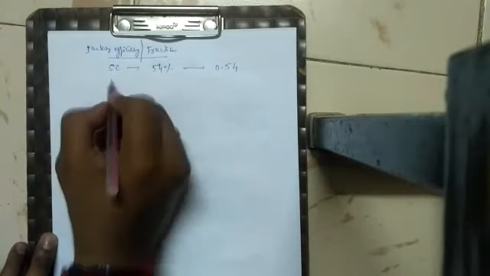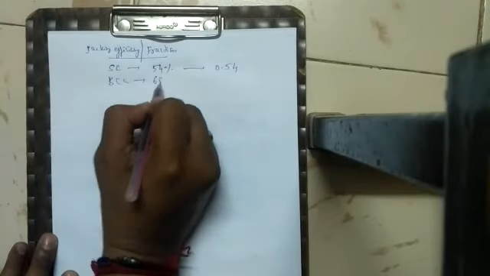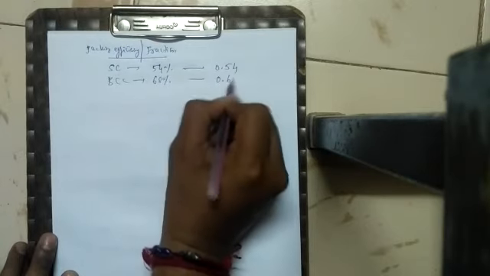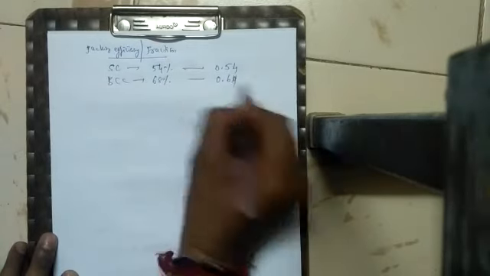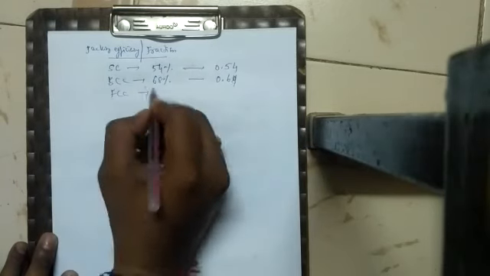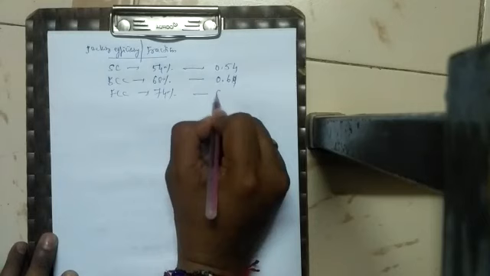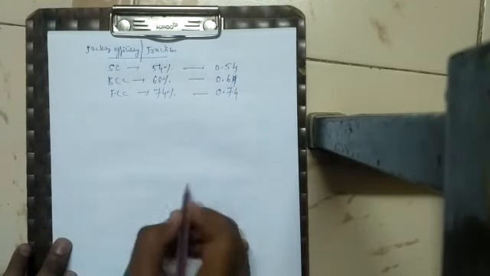Next to this, a concept known as packing efficiency. Sometimes packing efficiency can also be asked as packing fraction. With reference to simple cubic, 54% is the packing efficiency and its fraction is 0.54. With reference to BCC, packing efficiency is 68% and the packing fraction is 0.68. And with reference to FCC, the packing efficiency is 74% and the packing fraction is 0.74.